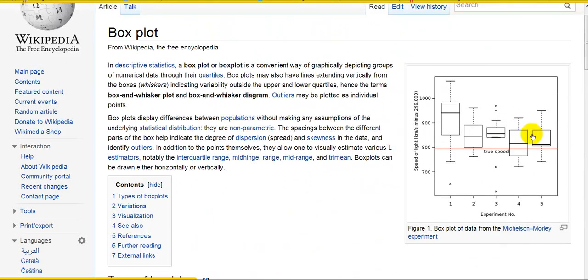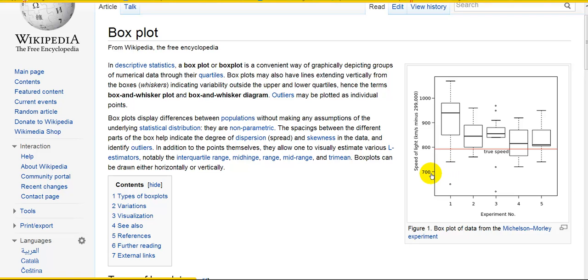Here's another. So what a box plot shows you is it's supposed to sort of try to show you the range of the data. So this is like some experiment, and the speed of light. So in this experiment, I guess they measured the speed of light many times. Let's suppose they measured it like 100 times. So some of the times they measured it was up here, and some of the time it was down here, and maybe some of the time it was down here.